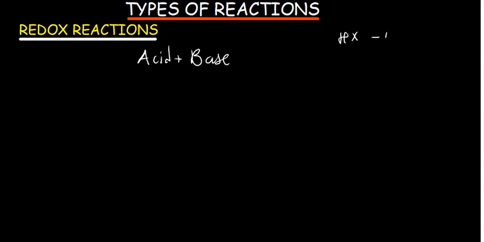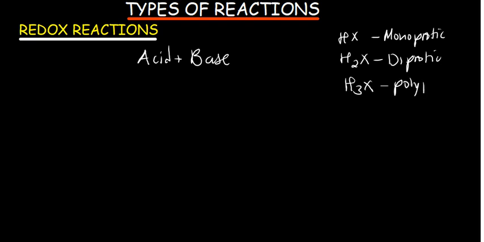These are called monoprotic acids. So this protic is just meaning a proton, and we know that's a hydrogen. So meaning they've got only one hydrogen. And then we have got diprotic acid in this form. We have got also polyprotic acids with more than two hydrogens. This is going to be called a polyprotic acid.